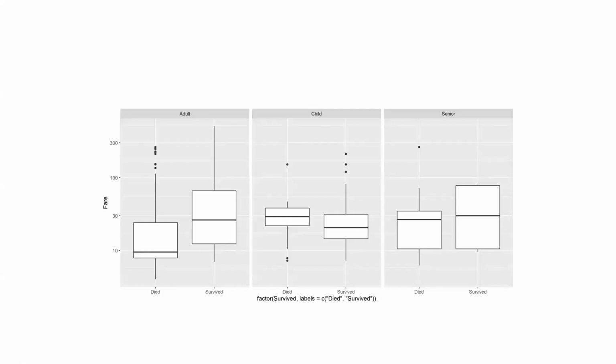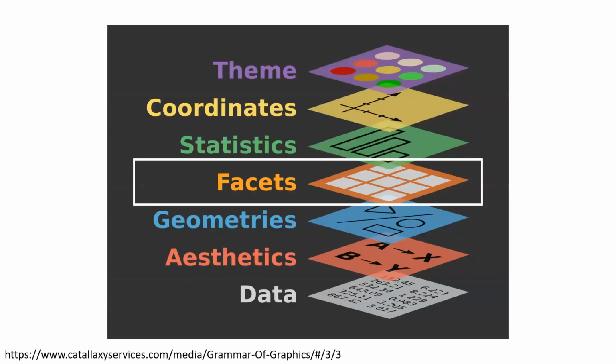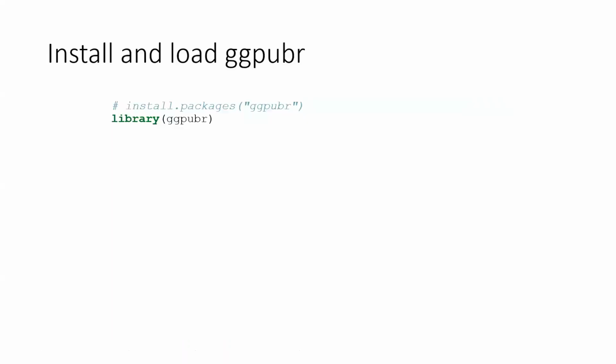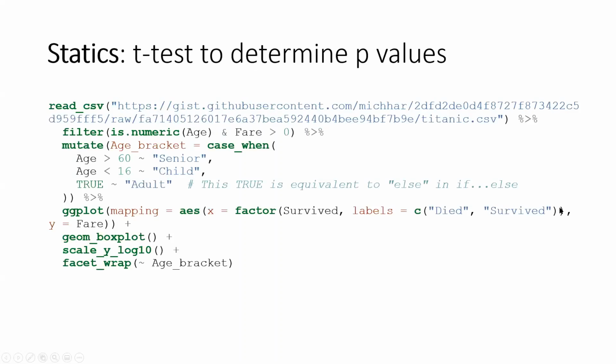Okay, so I know I've covered a lot, but I have one more thing to go over, and that's the final layer, which is the stats layer. So we want to ask the question, first, make sure you load up ggpubr if you haven't already. So basically, we want to ask the question, in our different brackets, is there a significant difference between those who died and those who survived with respect to fair price?